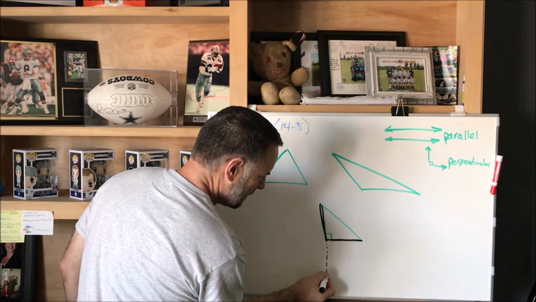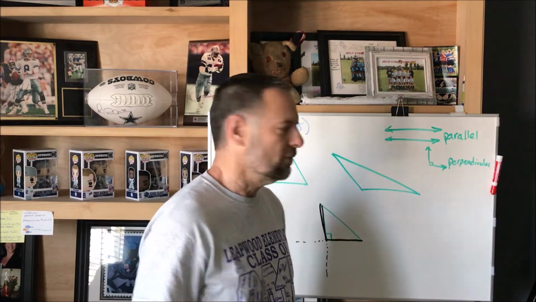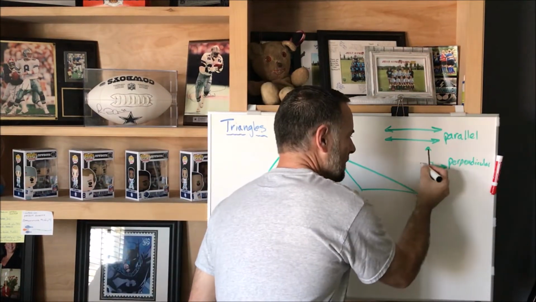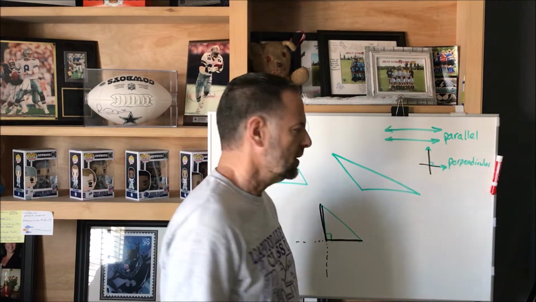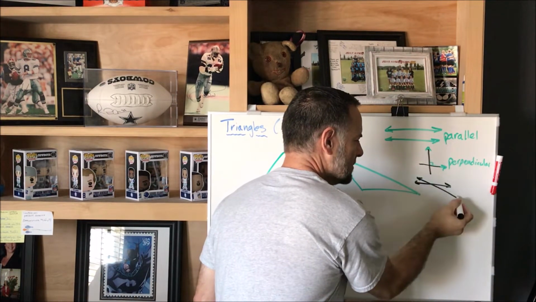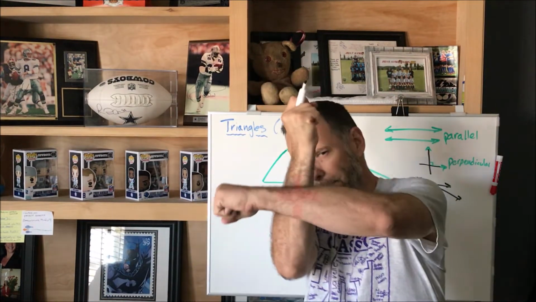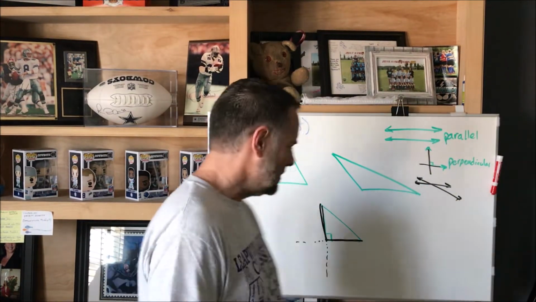What if I just kept drawing? There's that perfect cross we're looking for. Remember that perpendicular has that cross to it. We're not talking about intersecting lines, the ones that just cross. They don't care, they cross anywhere. Perpendicular has to make that perfect little cross. So that's what we're looking for.